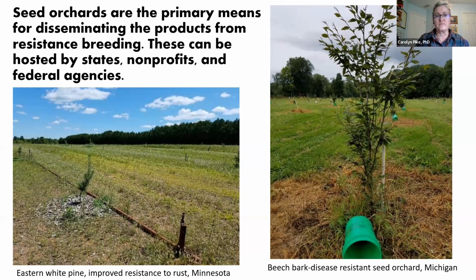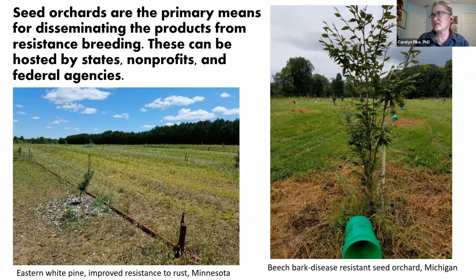So seed orchards are the primary means for disseminating these products. Anybody can host a seed orchard. The eastern white pine on the bottom left, those are approved for blister rust disease. It's only first generation, but it's better than nothing. That's in Minnesota at one of the state nurseries.